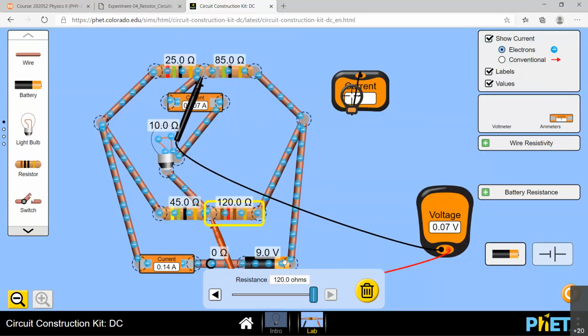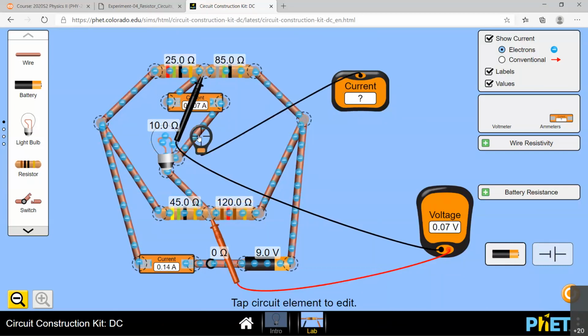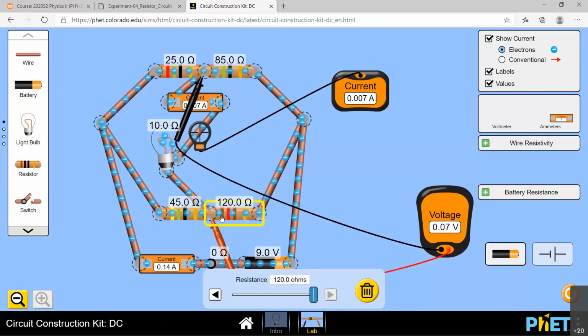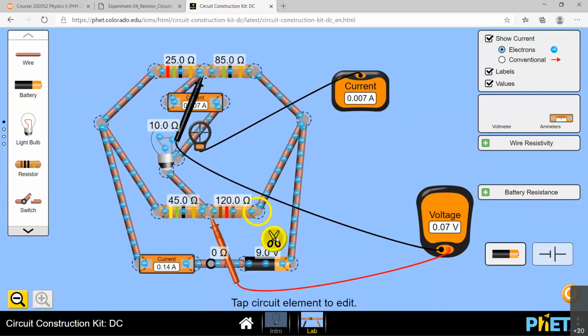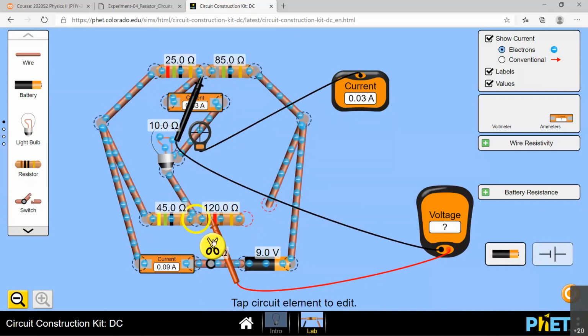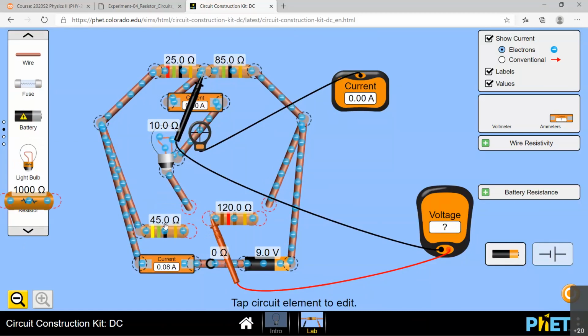$25, 85 and 45 seems to be, I can't get the voltage to 0 at all. Yep, so I have to change those numbers a little bit. Okay, there's another way to do that. Get rid of this fourth resistor here. If you go down on your right hand side, you can bring the larger resistance value. Let's try with that one.